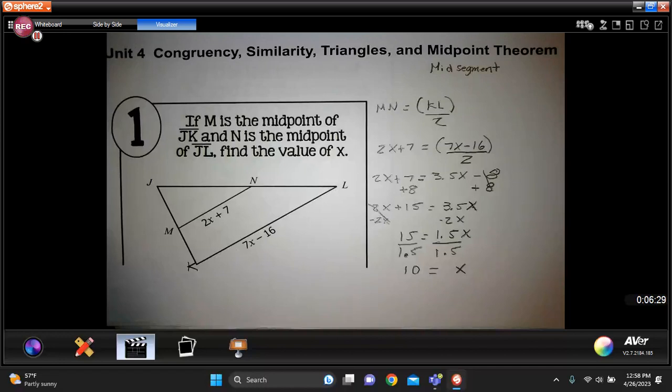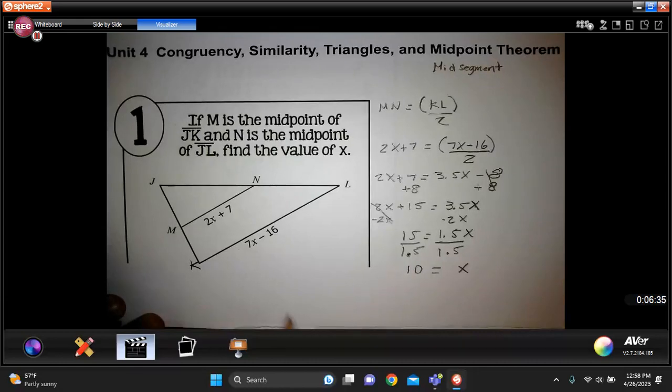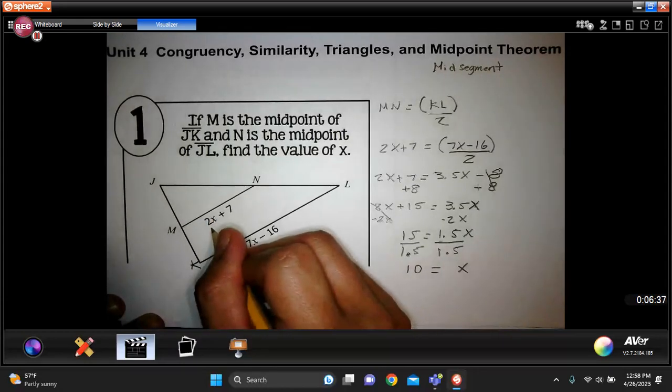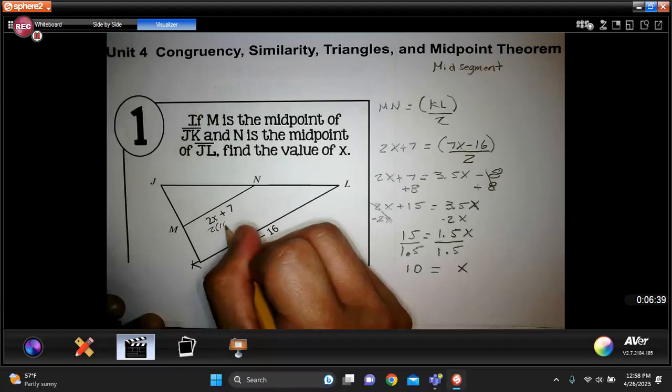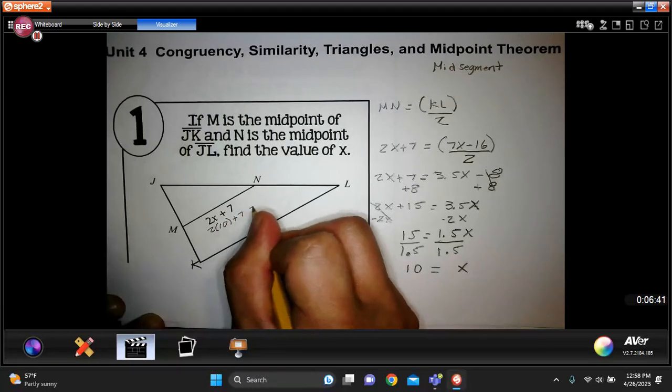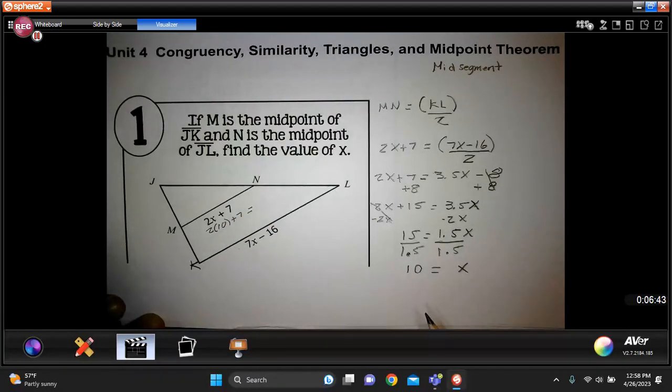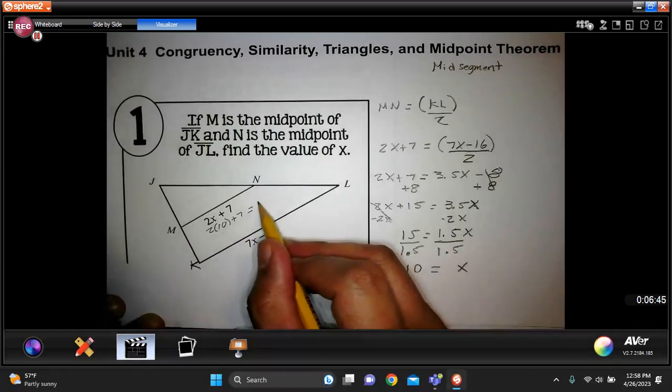Now, if I want to just confirm what I just did, let's see what I get here. I'm going to use my 10. So I got 2 times 10 plus 7, and that's going to be 27.